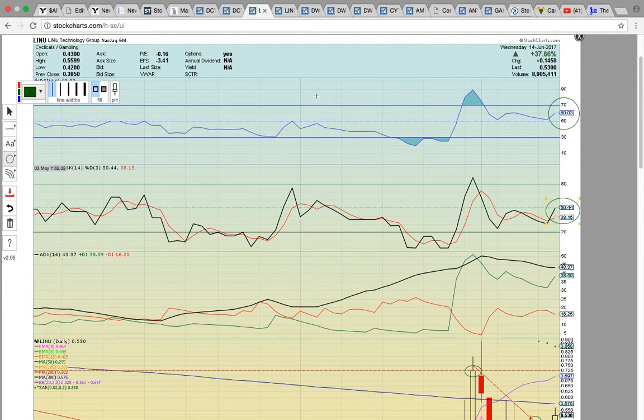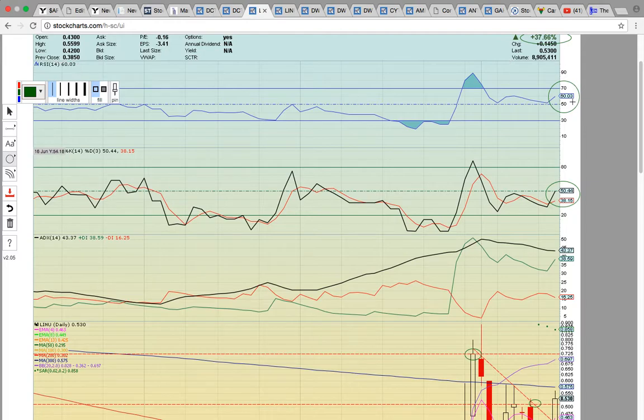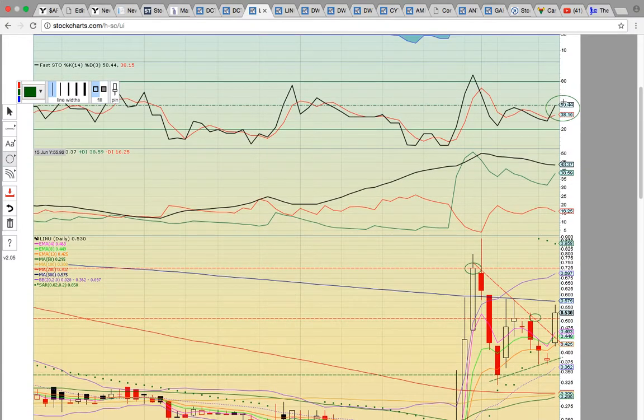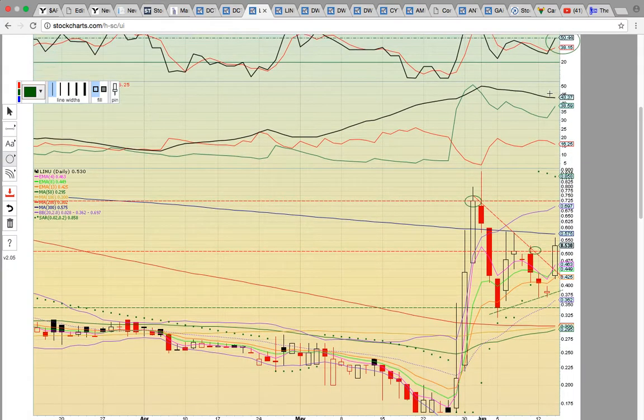Okay, check out LINU. Very nice move today. Closed up 37%. Congrats, everybody. RSI is in the 50 to 70 bull zone at 60, so there is room to run until overbought levels. And Fasto did close just above 50, so it's back in the bull zone. A lot of room to run until 80 is hit.